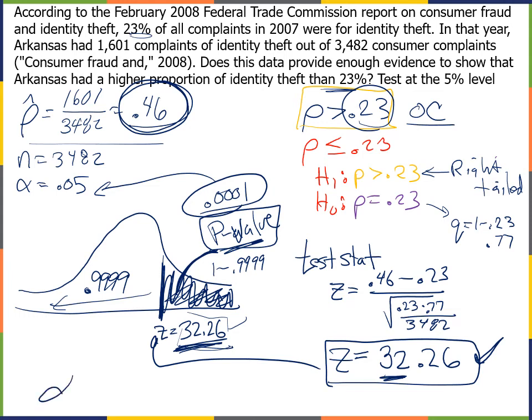So clearly alpha is bigger than the p-value. All right? And that will lead us through this problem. That's one way to do it. Another way to do it is with the critical value method, which will basically give us the exact same thing.